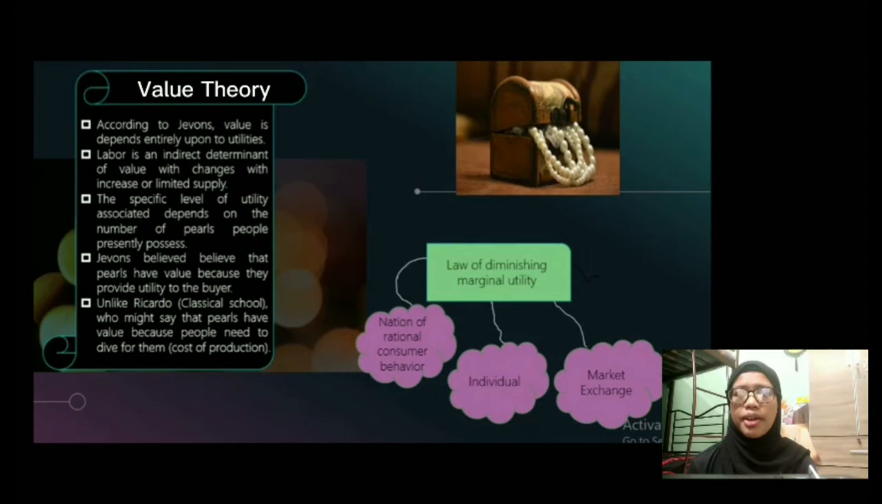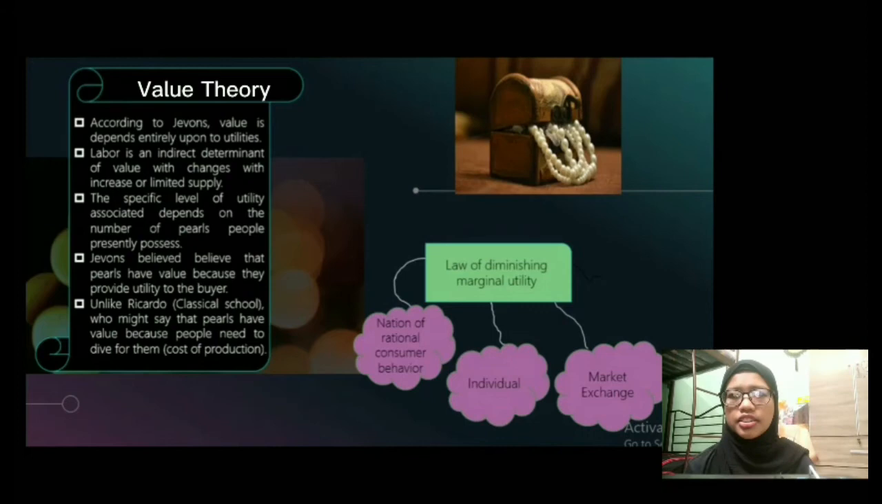To explain the Jevons value theory, we must therefore begin with his theory of the law of diminishing marginal utility. Then our attention will turn to his related notion of rational consumer behavior, individual market exchange, and the optimal amount of work.